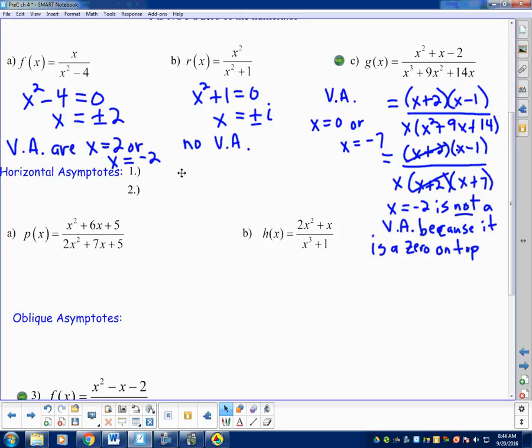Horizontal asymptotes. These should be new for you. I think you probably haven't talked much about them. Vertical asymptotes, the graph won't cross over them. Horizontal asymptotes, it can. The graph can cross over horizontal asymptotes.